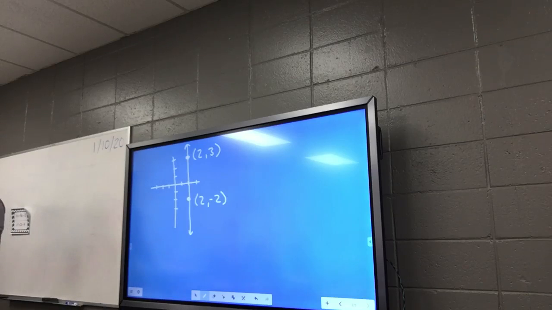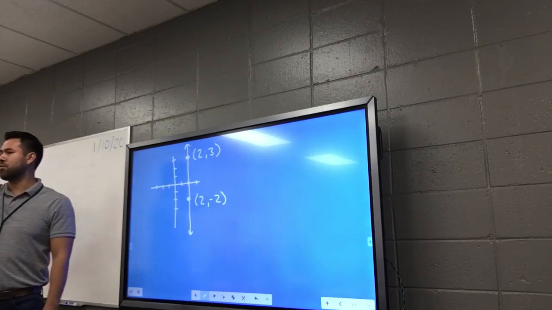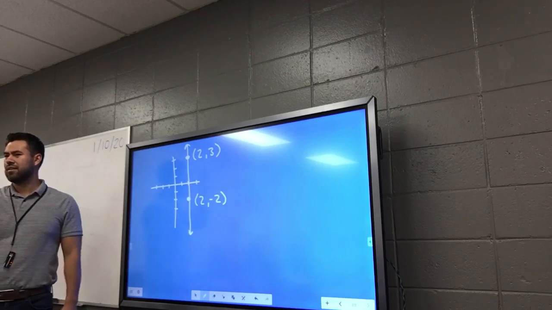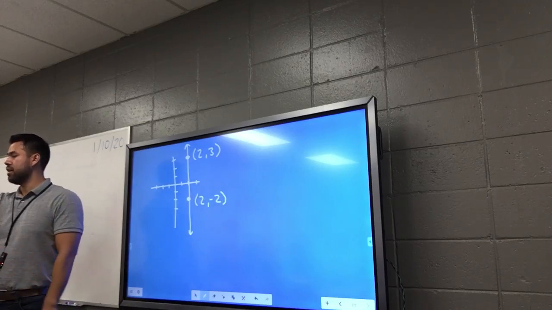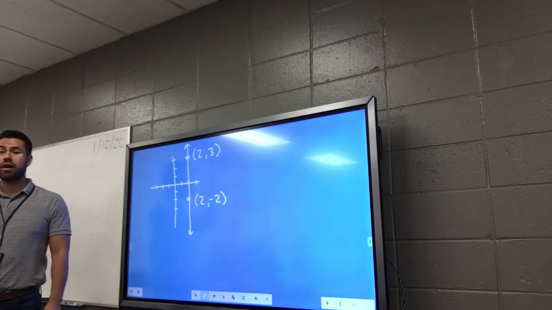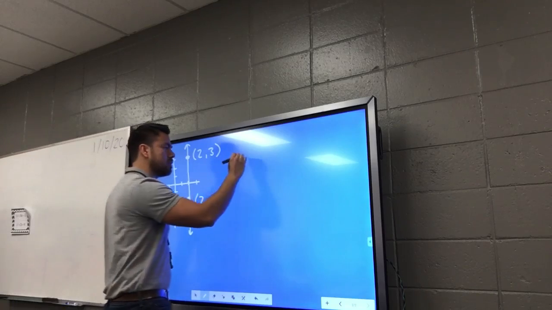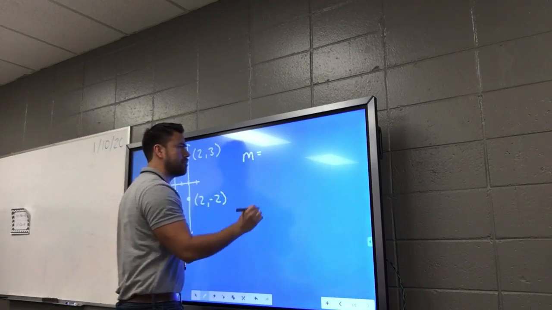Okay, I want you to find the slope of this line. We found the slope of a horizontal line, that's 0. The slope of what kind of line is this, you think? What do you call it? Vertical. It's a vertical line. What's the slope of a vertical line? Well, first, find it with the slope formula. We'll see if we can classify it some way.